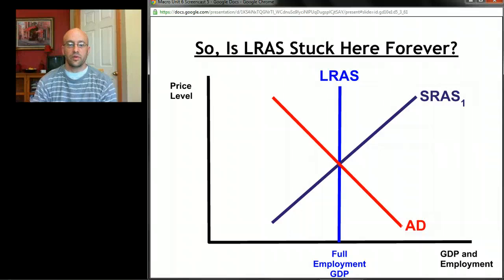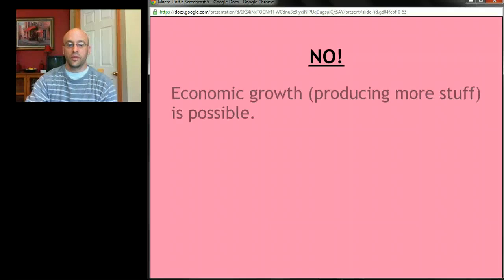The story that I've told so far is that in the end, we're always going back to this blue line that we're calling long-run aggregate supply, which is a certain level of stuff, a certain level of GDP, the amount of GDP that we'd produce if we had full employment. So the question is, is this where the economy is going to be forever? The answer is an emphatic no. Economic growth is possible. It is possible to make more or less stuff even in the long run.